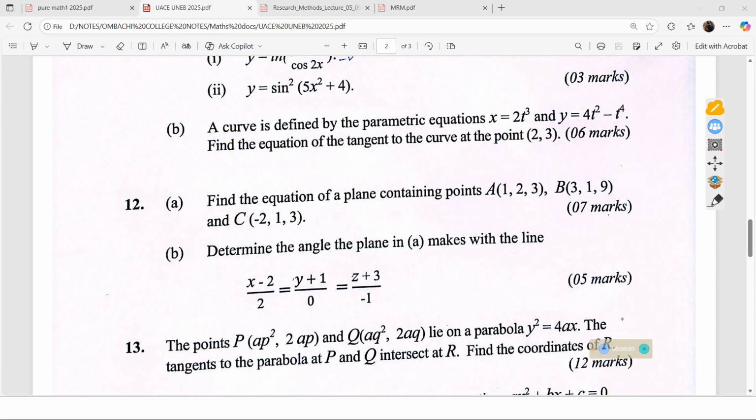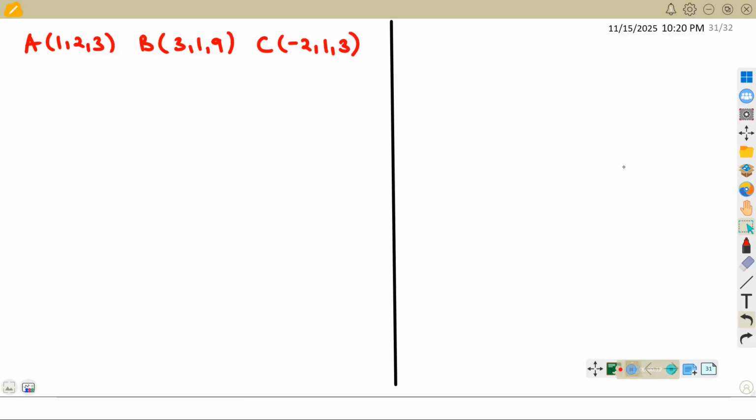Next question, we shall look at question number 12, which says find the Cartesian equation of the plane that is passing through the points A, B, and C. So looking at the solution, we need to obtain the equation of the plane that is passing through A, B, and C. To do that, we shall first of all get the vectors. So let us find the vectors.